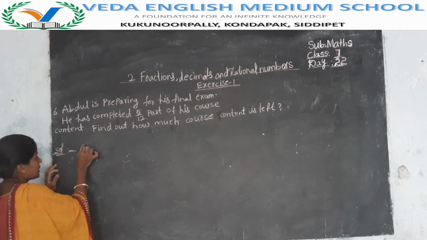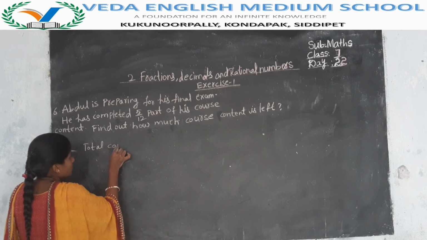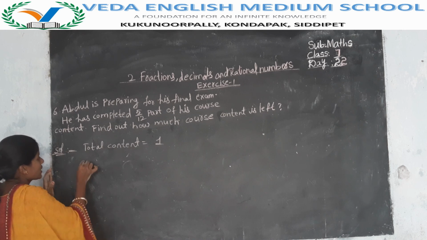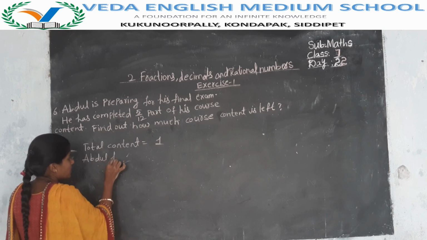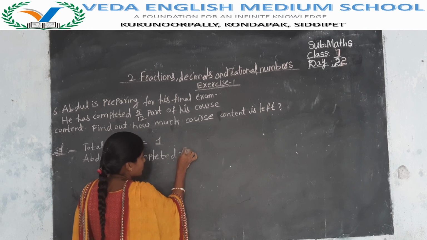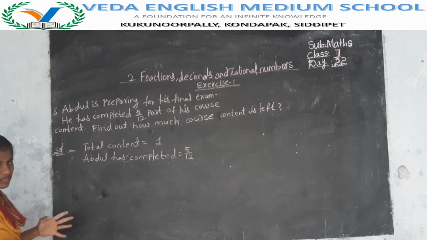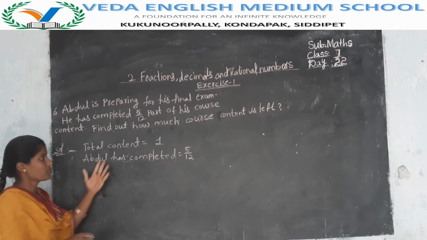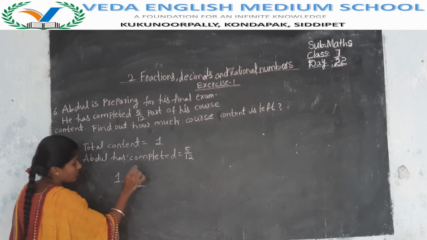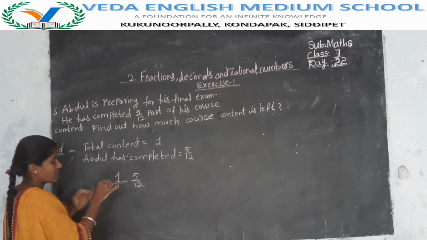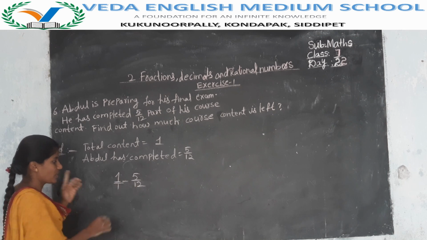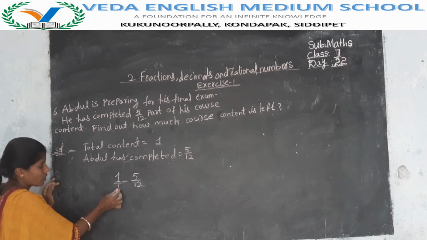Now total content is equal to 1. Then Abdul has completed, how much has completed? Abdul has completed 5 by 12 parts. Then how much content will be left? That means from this total we have to subtract 5 by 12. 1 minus 5 by 12. If you don't have any denominator, then you have to take the denominator as 1. That means now here 1 minus 5 by 12.